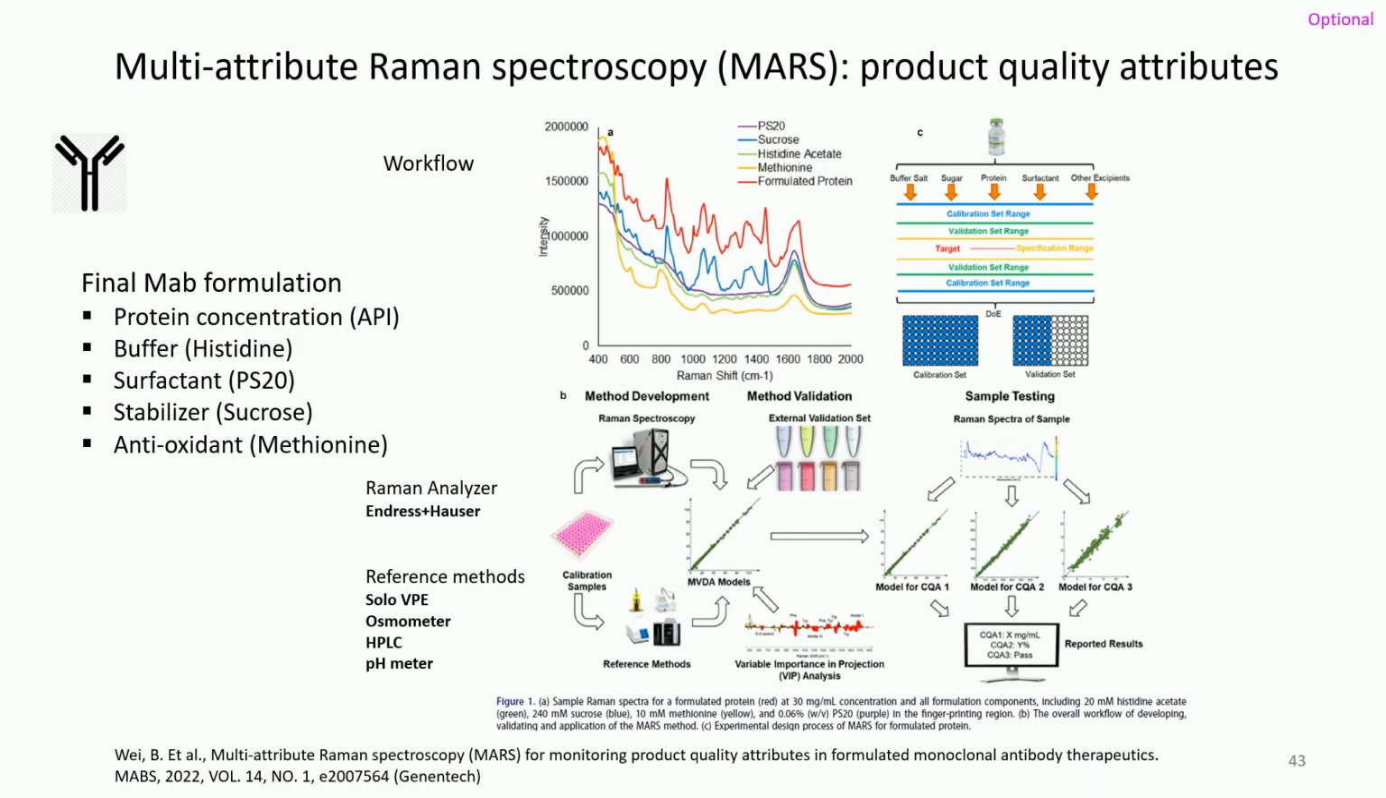Okay, so you have MAM, right? Using a mass spec. Now Genentech came up with another idea. How about we use the Raman to do the multiple attribute? In this case, it's Raman spectra. So basically, they think they can use one instrument, Raman, to analyze a drug product. As you know, drug product has a formulation, right? Has a protein, number one. Has a buffer. They have a surfactant, right? And they have a stabilizer, sucrose. They have a methionine.